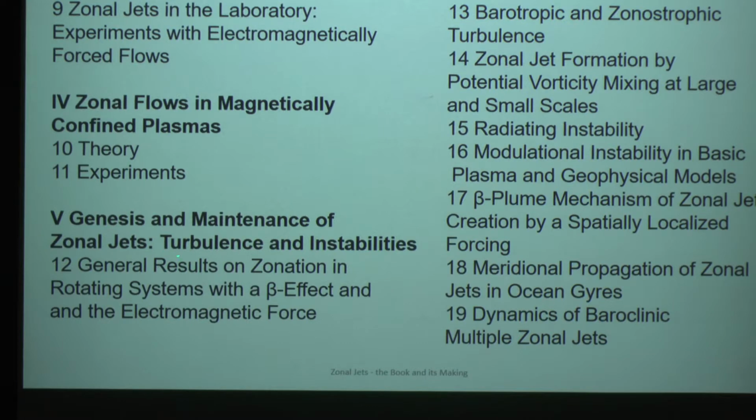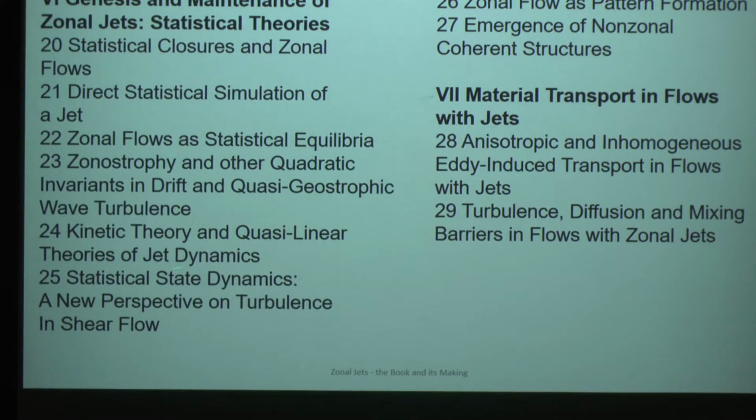The genesis and maintenance of zonal jets is a very interesting thing because it's a collection of basic works on zonal jets. Number 12, general results on the nation in the rotating system, is pure mathematics. It's a theorem saying that any flow on a rotating sphere has a tendency to the nation. It's just a mathematical analytical result. It's very nice when we can get to this result from first principles. Now, this is all other things. Then statistical theories are in the next chapter, and the last section has two chapters that deal with diffusion and advection in zonal jets.